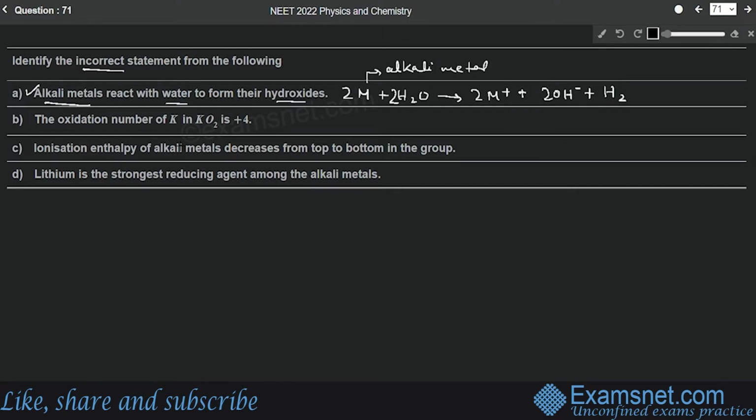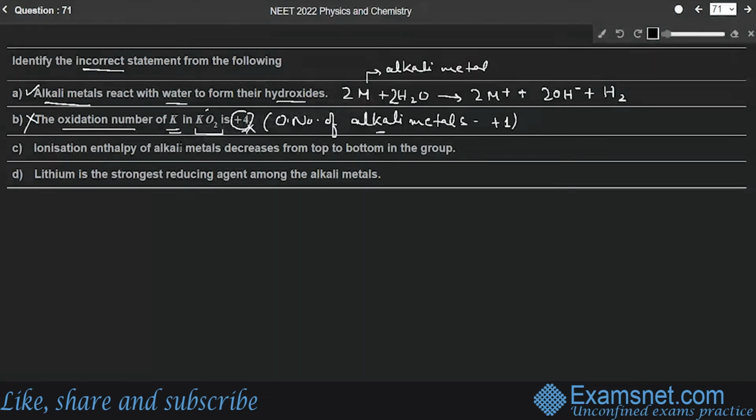Now, the next statement is the oxidation number of K, that means potassium, in KO2 is plus 4. So, KO2 is a superoxide. Here we just need to remember one thing, that the oxidation number of alkali metals in all their compounds is always same and that is equal to plus 1. Okay. So, no matter what the compound is, the oxidation number of alkali metals will remain plus 1. So plus 4 is an incorrect option. That means statement B is incorrect. Okay.